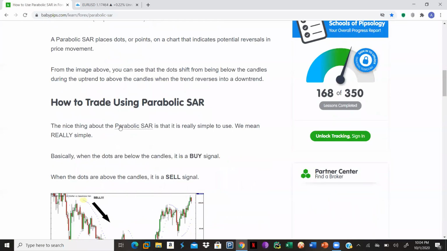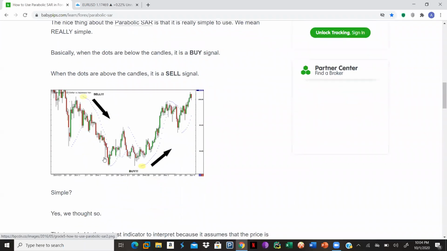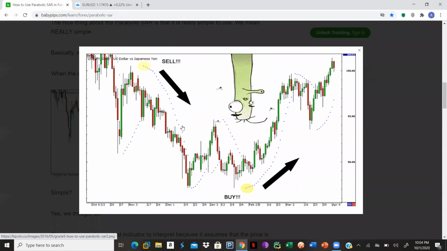Now the nice thing about the parabolic SAR is that it's really simple to use. They're saying it's really simple because when the dots are below the candles, it's a buy signal, and when the dots are above the candles, it's a sell signal. So here's the chart, the USD JPY, Japanese yen. This one is the daily chart.